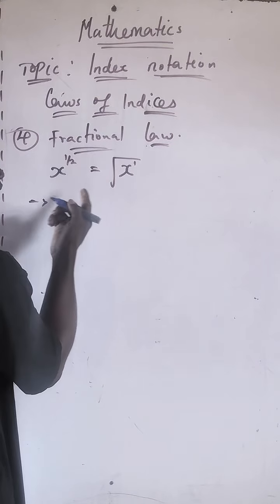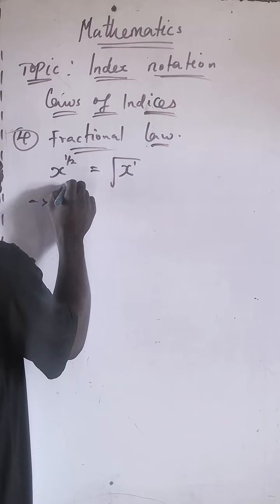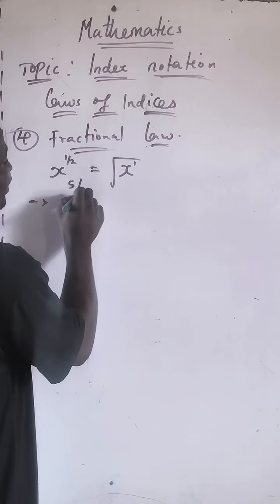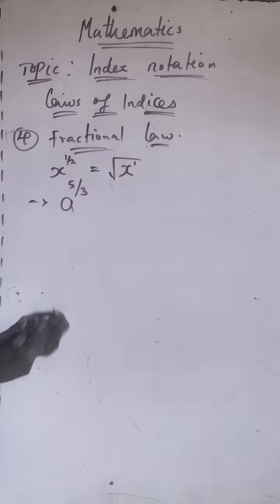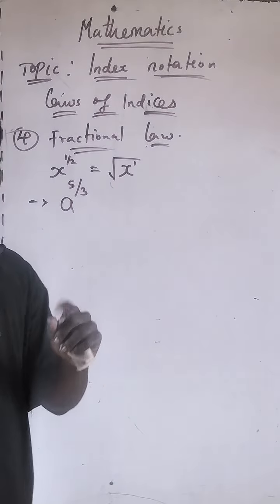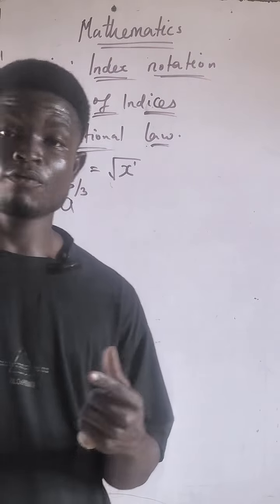Okay, let me have something like this. I'm having here a raised to the power 5 over 3. Want to work on this? A raised by 5 over 3. How do you do that? What's the denominator? Okay, firstly, what's the base? The base is A. What's the fraction there? The fraction is 5 over 3.